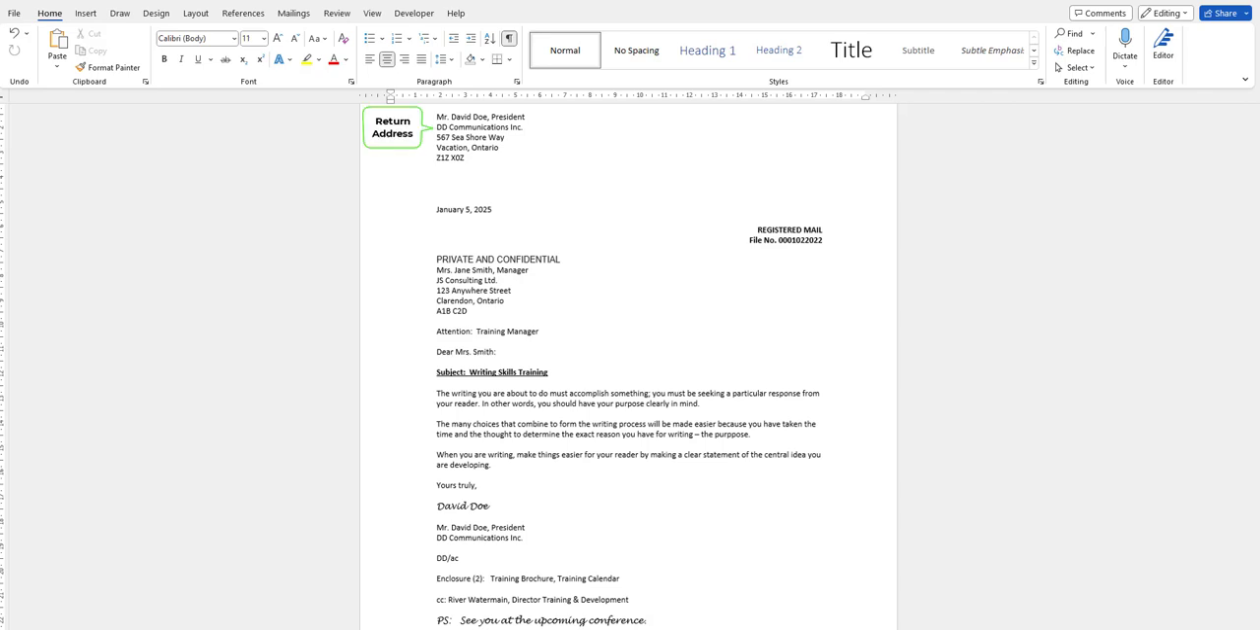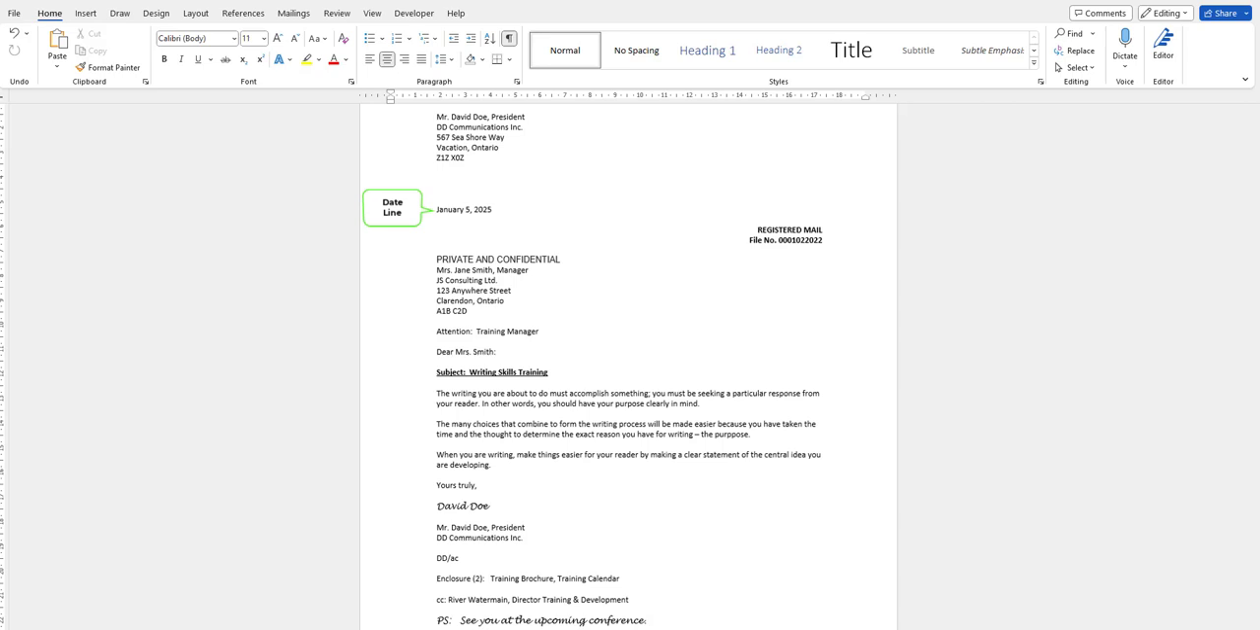The return address tells the reader who the letter is from. It is entered 3 to 4 lines below the top margin. It includes the title, full name, job title, company name, and the address of the person sending the letter. The return address is not needed if you are using electronic or pre-printed letterhead.